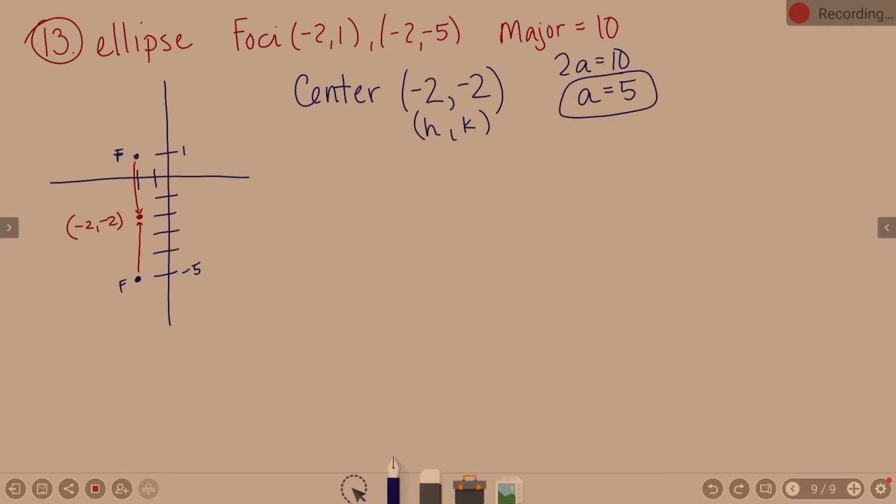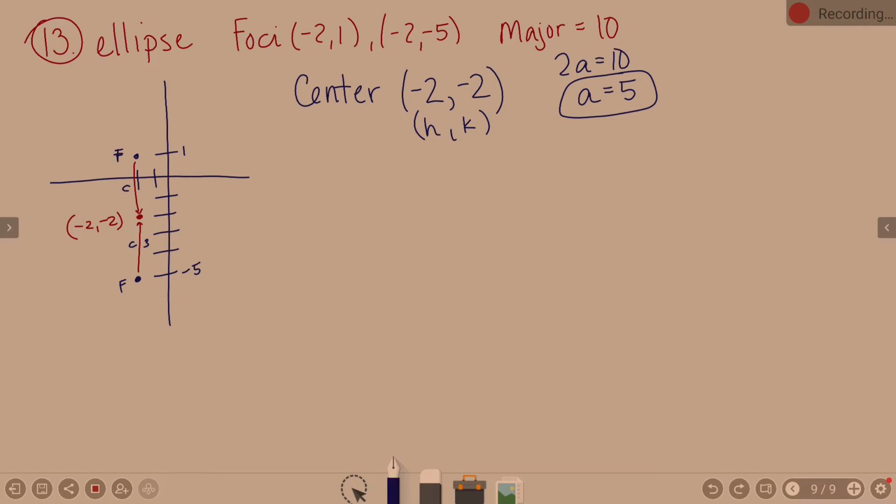But we used the word foci. What does foci mean I have? Foci means I have C, right? Because my A value takes me out to my vertices. My C value takes me out to my foci. Your C value is how far your foci are from the center. So how far is my foci from my center? 3.